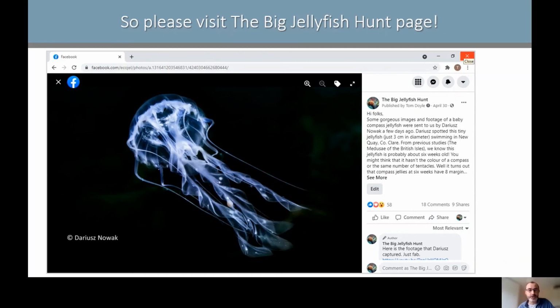So really, that's it. I've given you a brief overview of what the Big Jellyfish Hunt page is. Please visit us on facebook.com/ecogel, and you can check out some wonderful photographs. This is another picture, of a juvenile compass jellyfish that we got earlier this year. But please just submit your sightings.